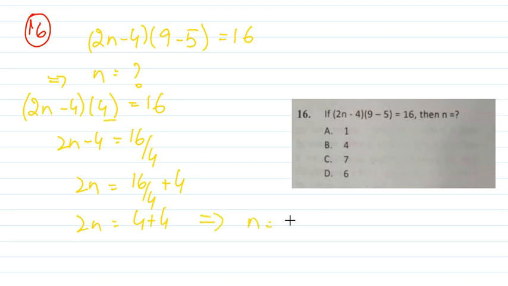So n is equal to (4 plus 4) whole divided by 2, which is equal to 8 divided by 2, equal to 4. So answer number B is the correct one.